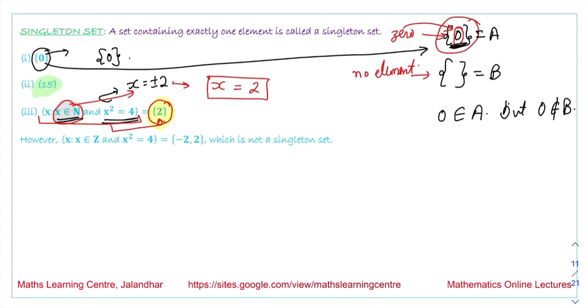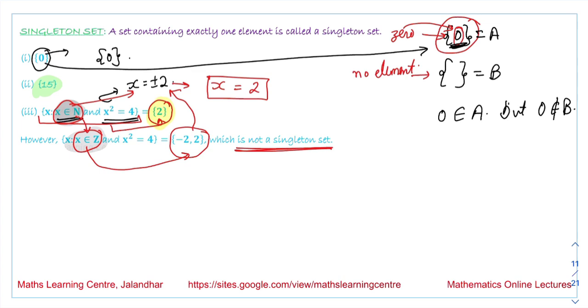Now in this same set we are talking about, if in place of x belongs to N, we are writing x belongs to Z, then this set will have two elements, that is plus 2 and minus 2, and this is no longer a singleton set.